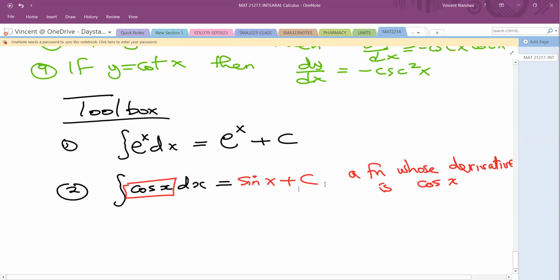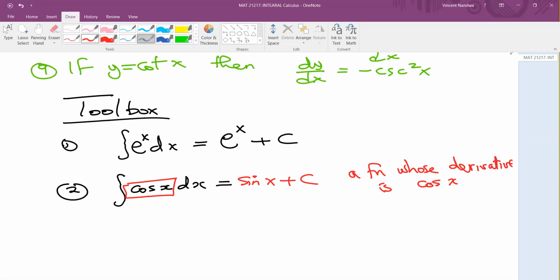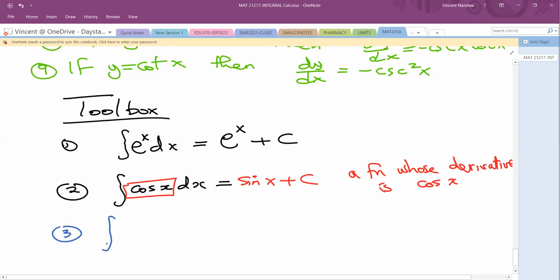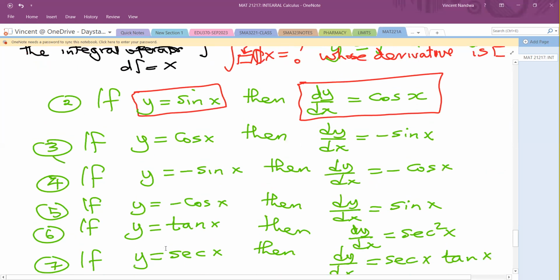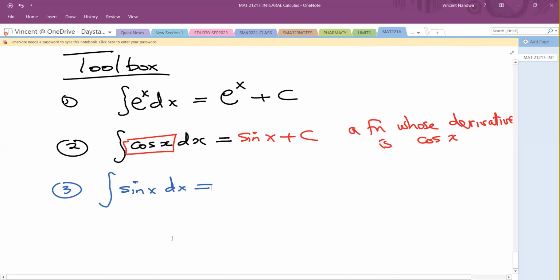So number 3, integral of sin x dx. How does a layman understand this? We provide what? A function? Yes, we are looking for a function whose dy dx is sin x. So what is that function? Correct, negative cos x. So the answer becomes negative cos x.